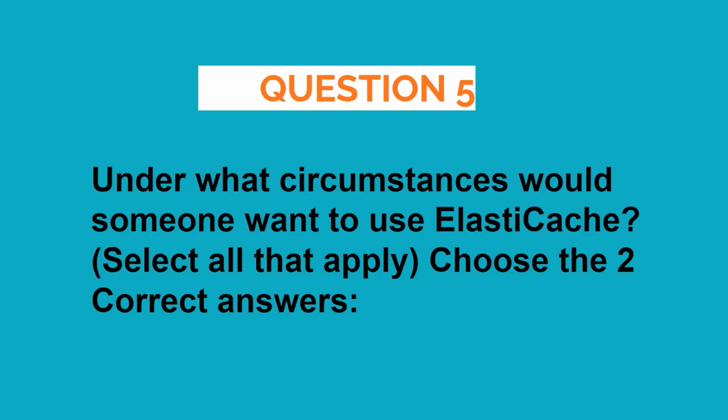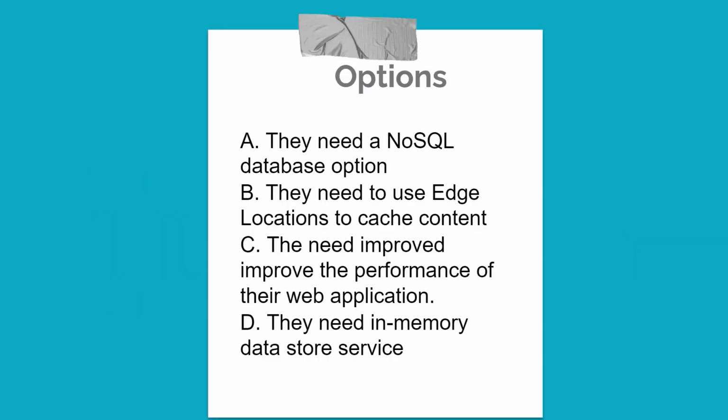Question 5. Under what circumstances would someone want to use Elasticache? Select all that apply. Choose the 2 correct answers. Option A. They need a NoSQL database option. B. They need to use edge locations to cache content. C. They need to improve the performance of their web application. D. They need an in-memory data store service.